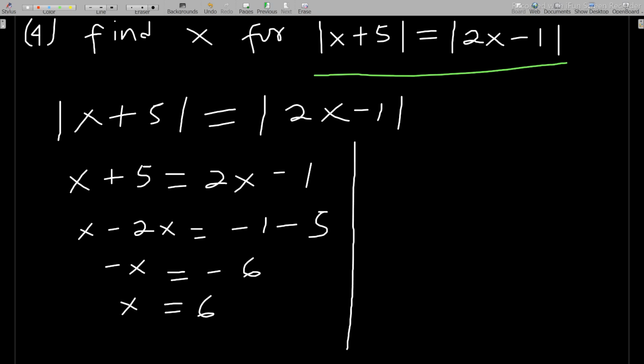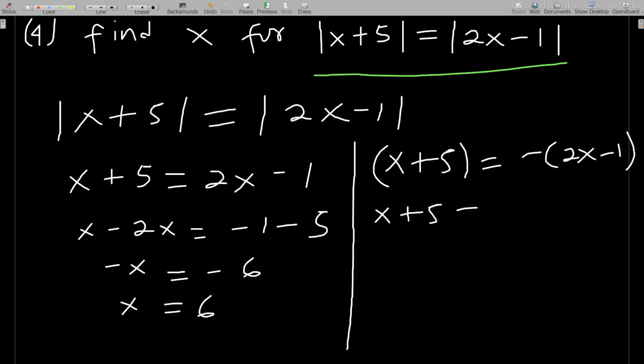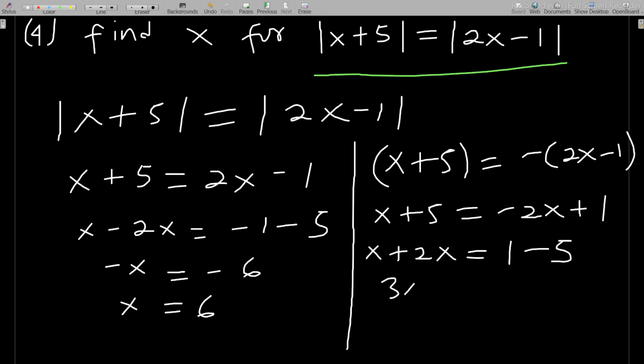And the second thing is remove the absolutes of the first one, and that will be x plus 5, and equate it to the negative or the opposite of the second one. So this is what you do. I have x plus 5 equals negative 2x plus 1. Now take this negative 2x to the other side of the equation. I have x plus 2x equals 1 minus 5. So I have 3x equals negative 4. So x equals negative 4 over 3.